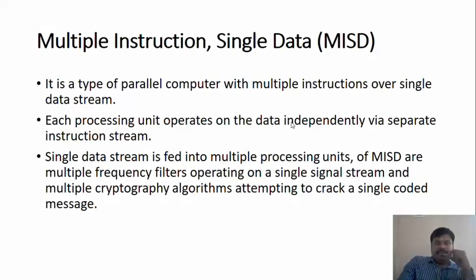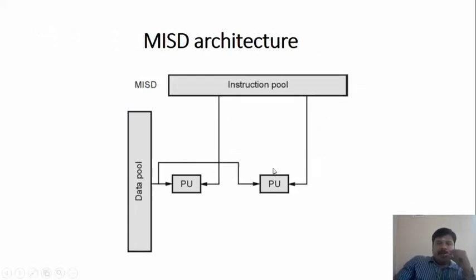That is multiple instruction and single data. In this type of parallel computer, there are multiple instructions over a single data stream. So you can see the diagram here, where the instruction is multiple. One instruction and another instruction. But the data pool is single.